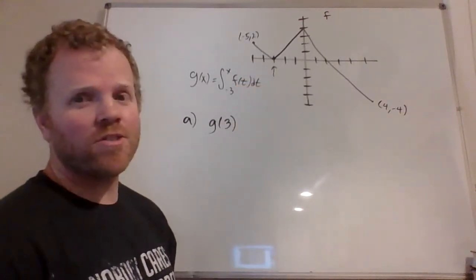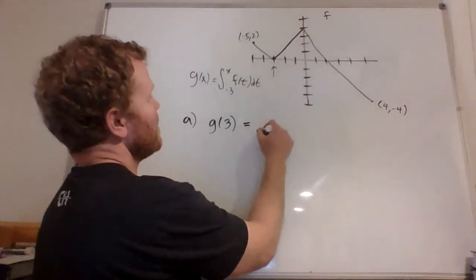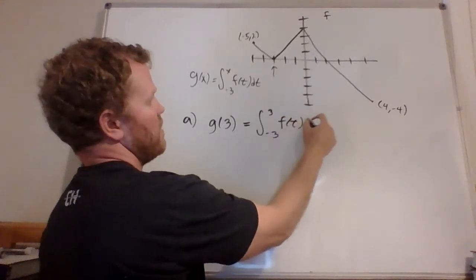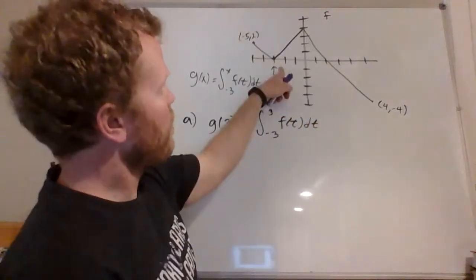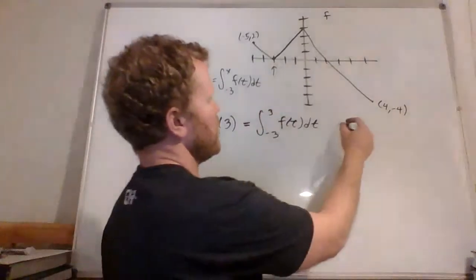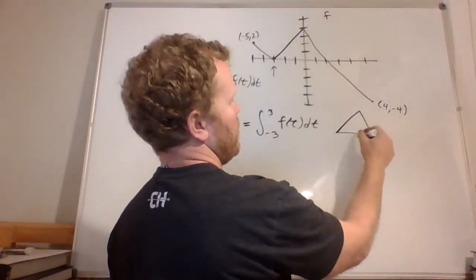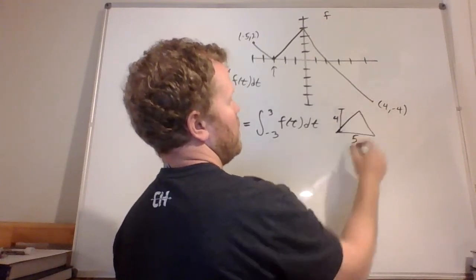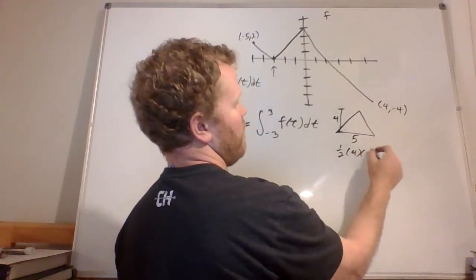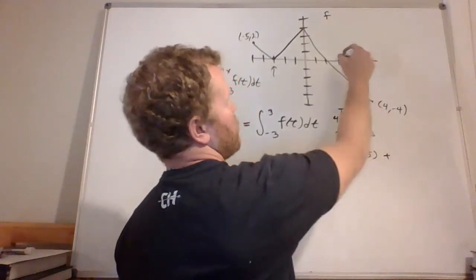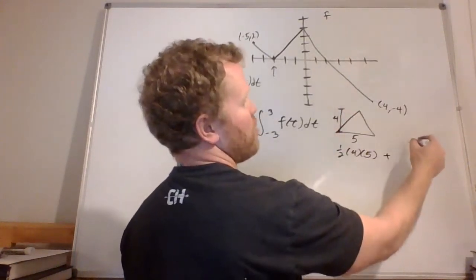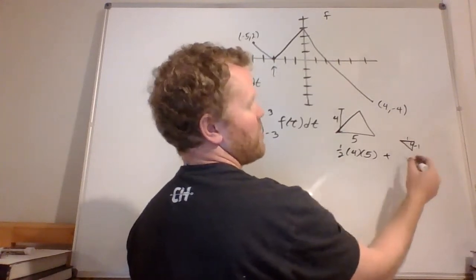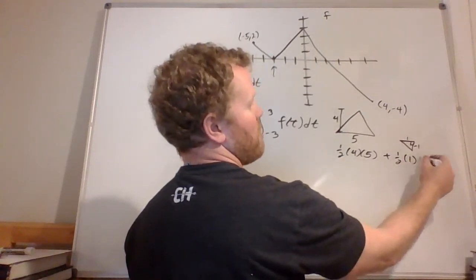And the first thing you want to do is just find g of 3, which means integrate this function from -3 to 3. So if you go from -3 all the way to 2, you should have a big triangle right here, which is 5 wide and 4 high. So that should be half of 4 by 5, plus an extra tiny little triangle when you go from 2 to 3, which is 1 by 1, but you're down, so half of 1 by -1.